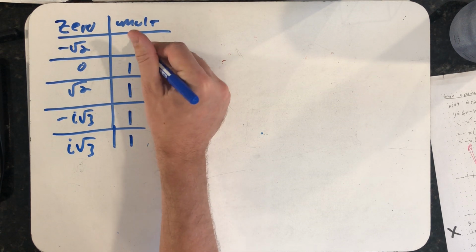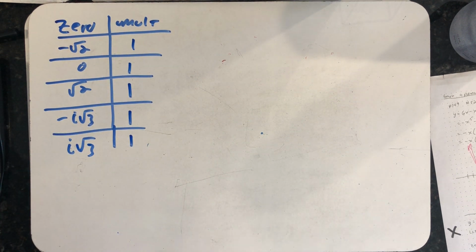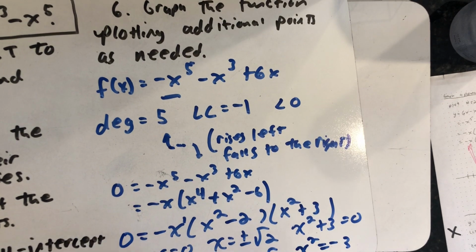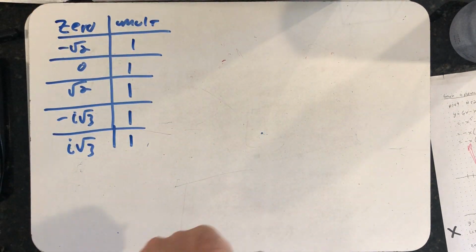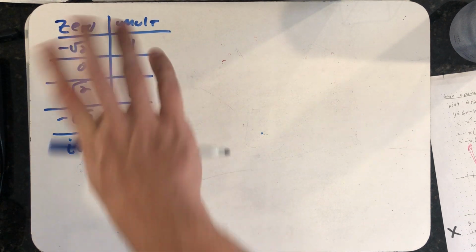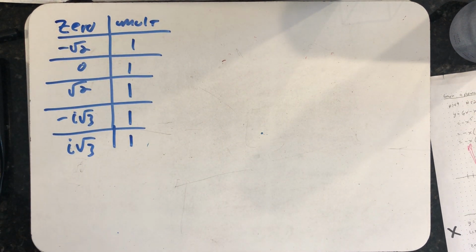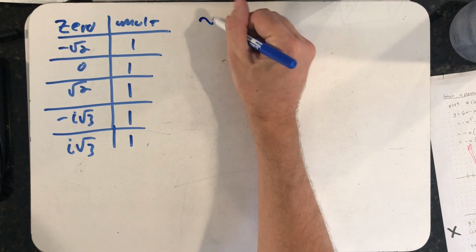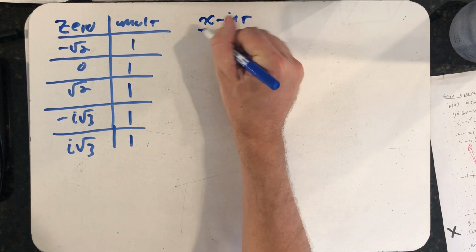And they all had a multiplicity of 1. And one neat thing about working with polynomials is if we find all of the multiplicities and add them all together, we'll get back to the degree. 1 plus 1 plus 1 plus 1 plus 1 is 5, and we've gotten back to the degree. All right, so next thing I was asked is to write down the x-intercepts.